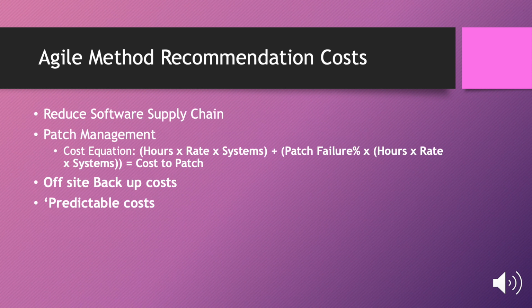Agile method recommendation costs. There are different costs associated with the recommendations that were mentioned previously. The number of vendors involved in the supply chain should be reduced. This will help reduce the cost of the supply chain. Patch management costs a good amount of money, but is worth it to protect the network. The above equation can be used to calculate the cost of patching.